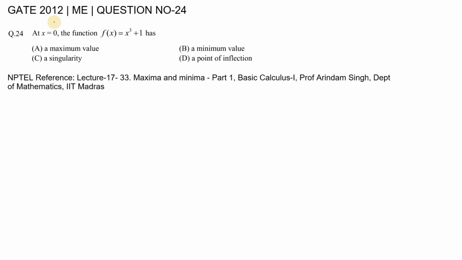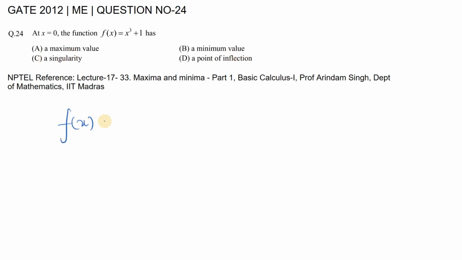This question is from GATE Mechanical Engineering of 2012. This is question number 24. The question is, at x is equal to 0, the function f of x is equal to x cube plus 1 has: 4 options are given to us. Option A is a maximum value, B is a minimum value, option C is a singularity, and option D is a point of inflection. So let's write the given function.